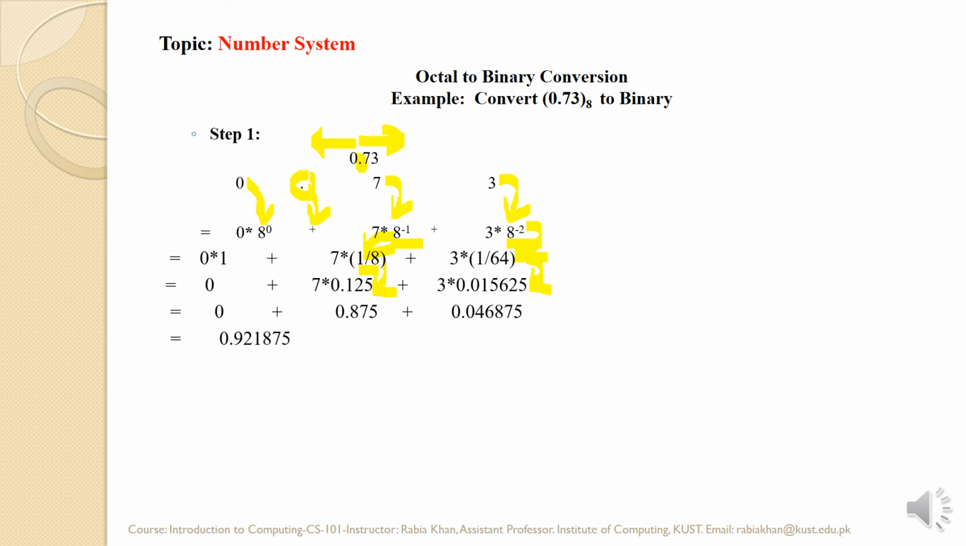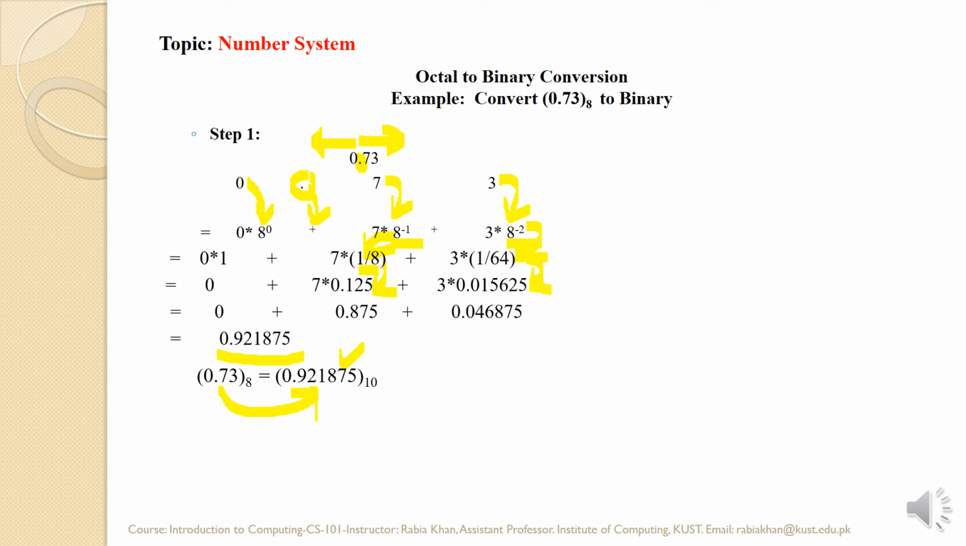As you can see, the digits, or the majority of the digits, are not within the range of a binary number. So this is a decimal number. 0.73 in base 8 is equal to 0.921875 in base 10. This is the first step. Now in the second step, we need to convert this decimal number into base 2, or a binary number.